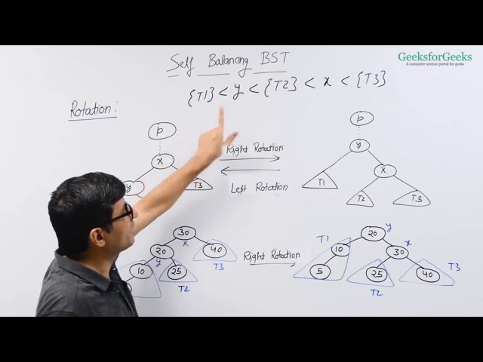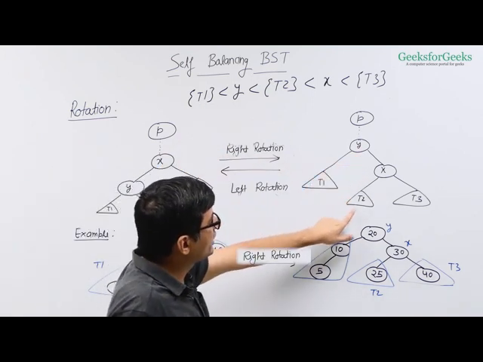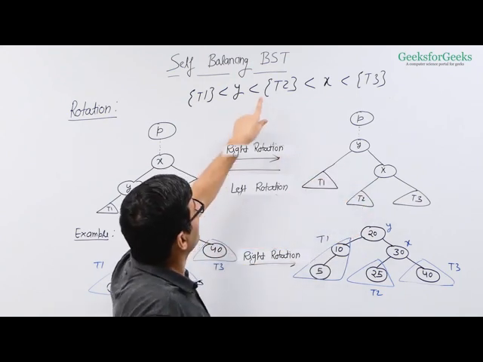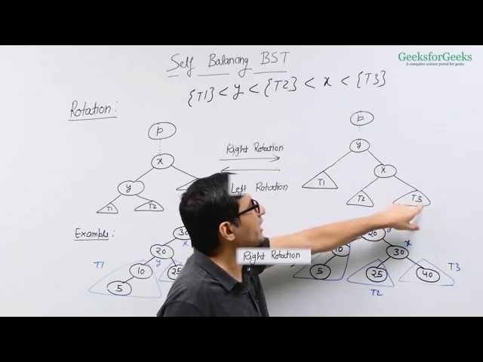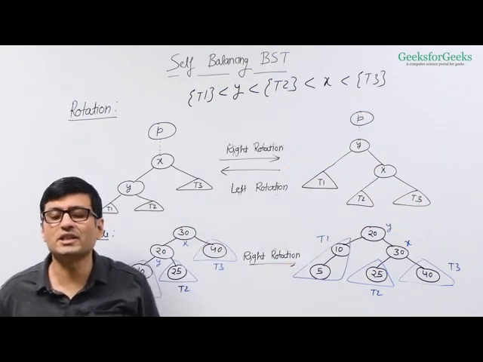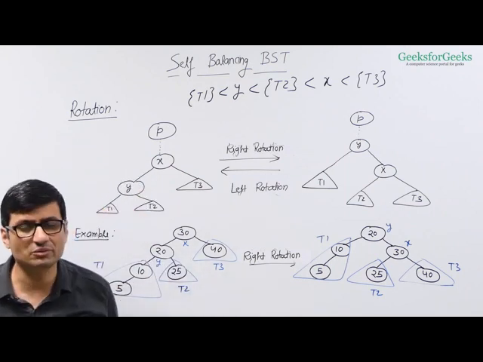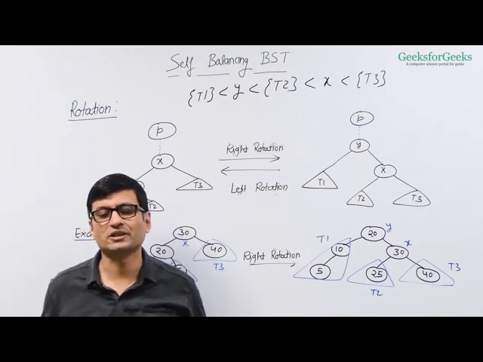All keys in T1 are smaller than Y, right? And all keys in T2 are greater than Y because they are on the right side. And all keys in T2 are smaller than X, and all keys in T3 are greater than X. So we have the same BST property followed in both BSTs, and we have restructured the BST. That's the magic of these rotation operations.